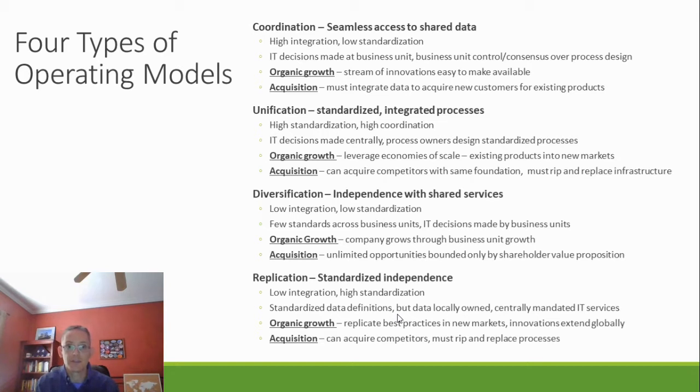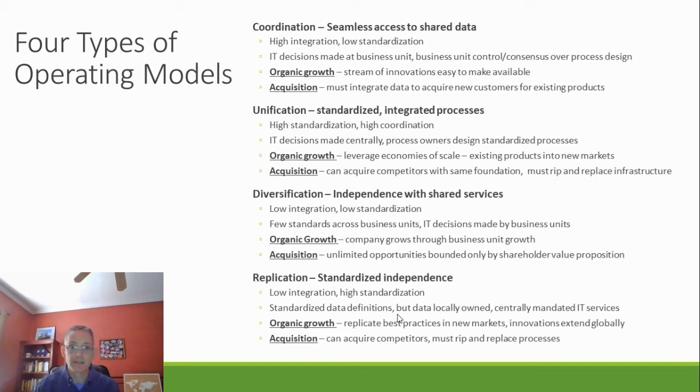The first is coordination. So it's high integration, low standardization. IT decisions will be made at the business units. The business units themselves will have control over it. This is really organic growth. It allows for a stream of innovations to be quickly made available. So you have a lot of different operating units kind of doing their own thing. They're highly integrated with each other, but they're all operating at different standards. So it allows for innovation quickly. If you have an acquisition, they have to integrate the data into the new customers for the existing products.